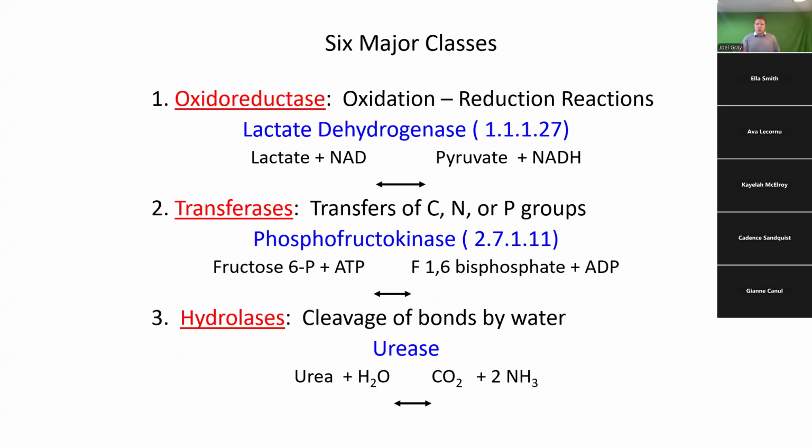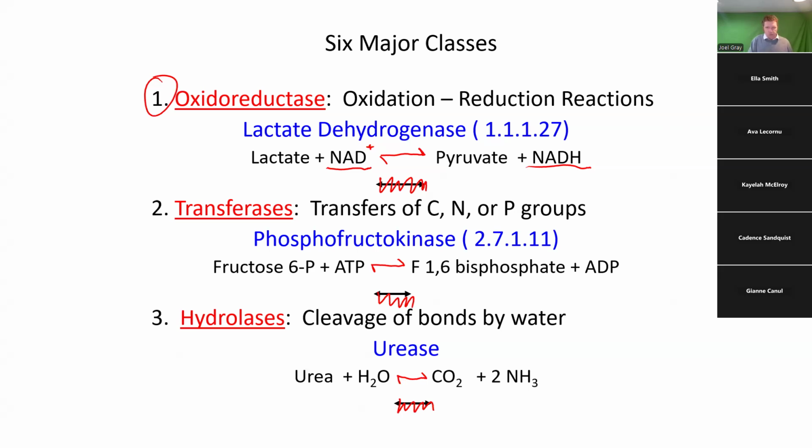Okay. Now, here are our six major classes. And unfortunately, I need to move these reversible arrows up. Okay, so these reactions are reversible. The first class is an oxidoreductase. So you're going to have a reactant like NAD, and you're going to have a product like NADH. This is reversible though. So a good idea is anytime you see a reaction that has NAD or NADH, you're looking at an oxidoreductase more than likely.